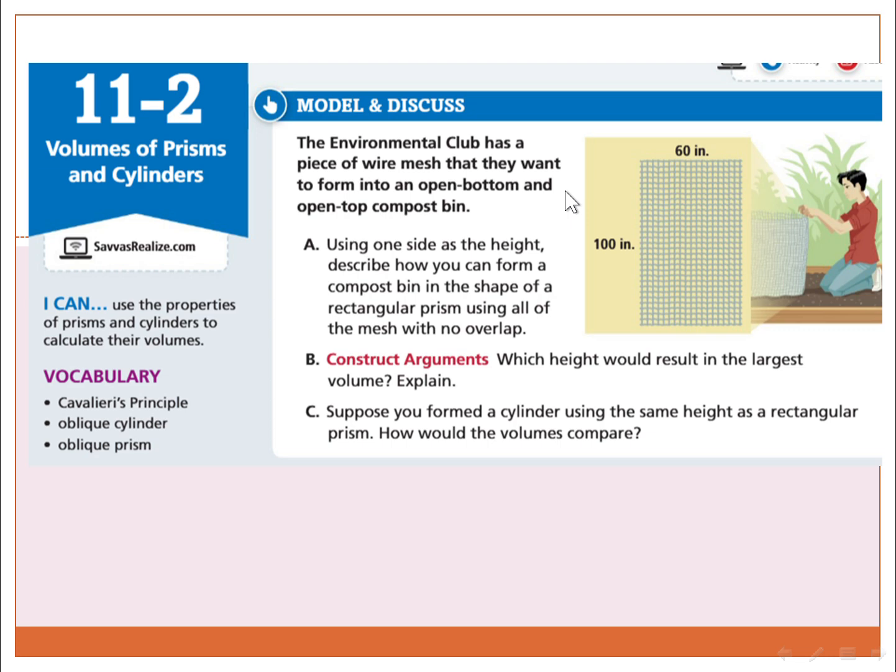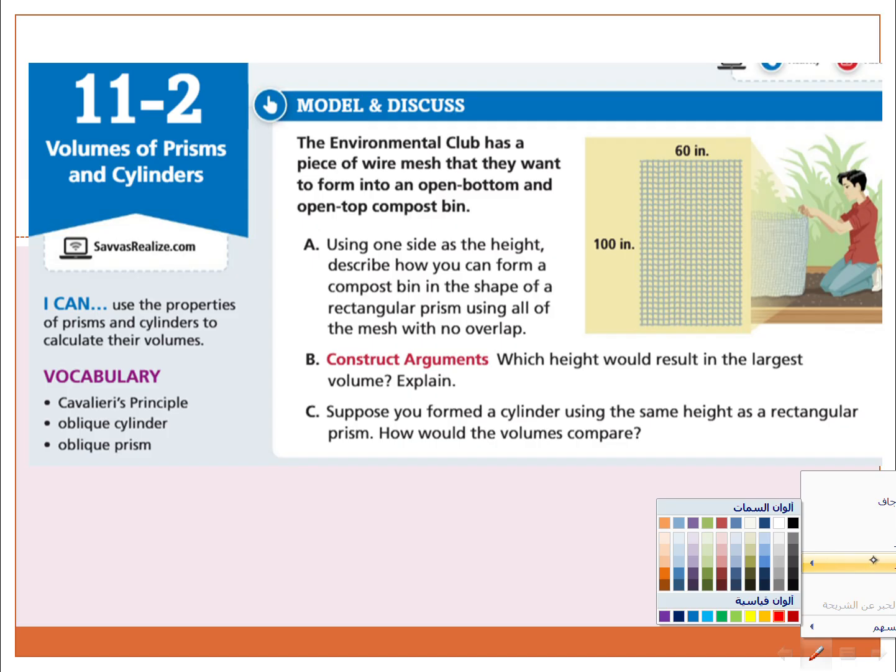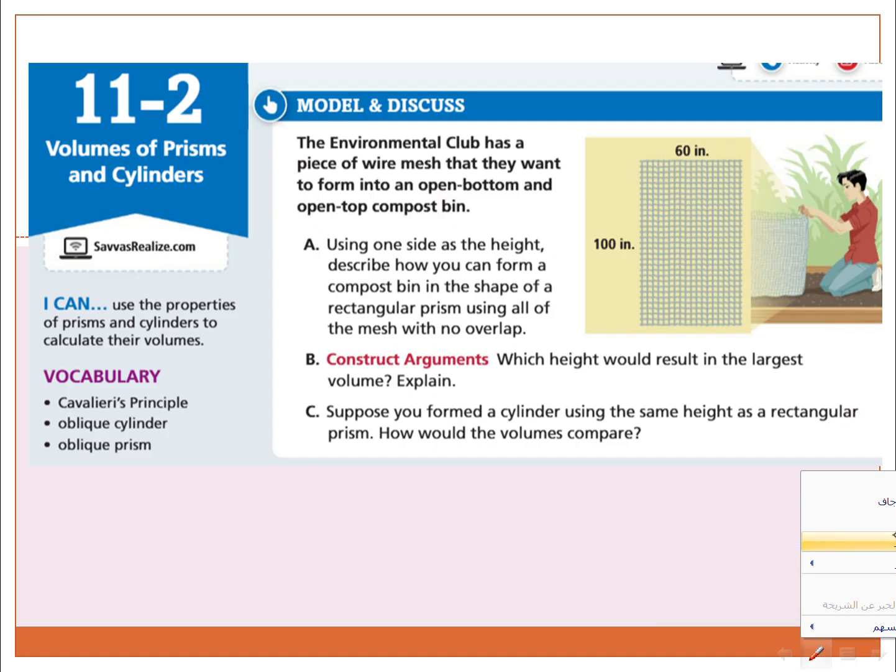Good morning, everyone. Now let's discuss together volumes of prisms and cylinders. First of all, why do we combine prisms and cylinders? Because in both of them we have two faces, or two bases, sorry, and the lateral faces are rectangles.